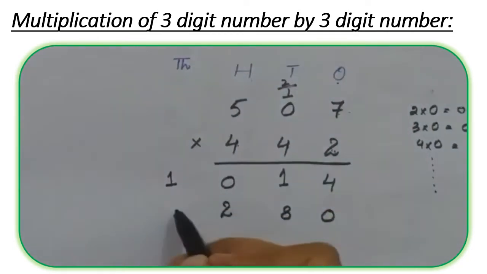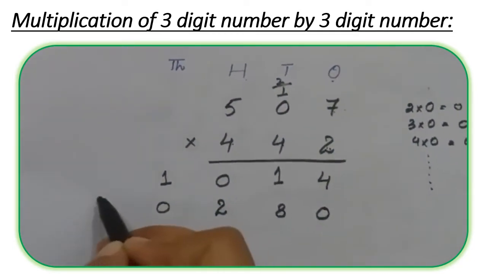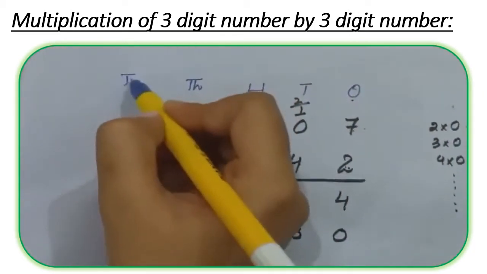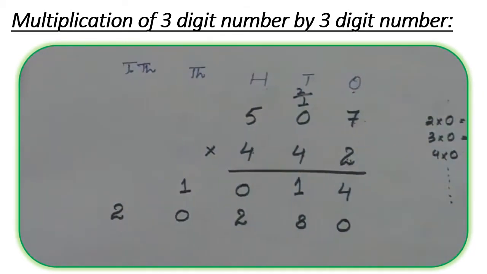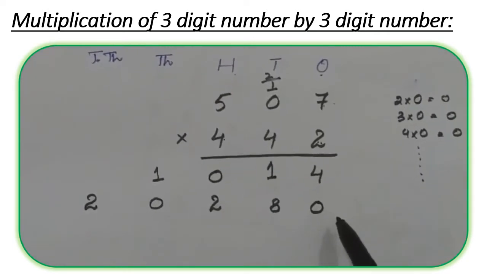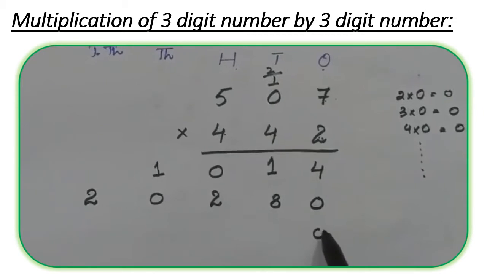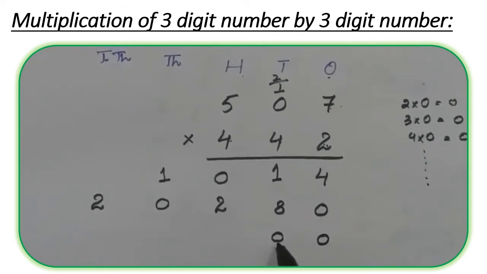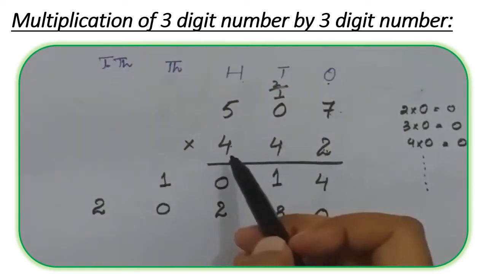4 fives are 20. So we will write 0 here and 2 here. 2 will be in the 10,000s column. Now we have completed step 2. Move towards step 3. In step 3 we will place 2 zeros, one in the ones place and second in the tens place. Now again we will start multiplication.